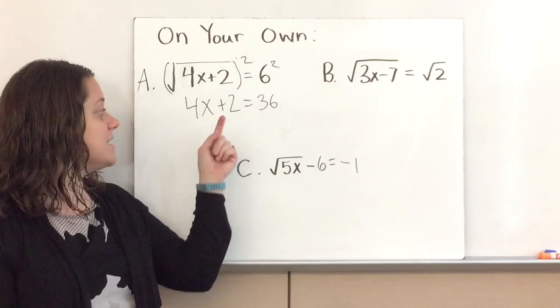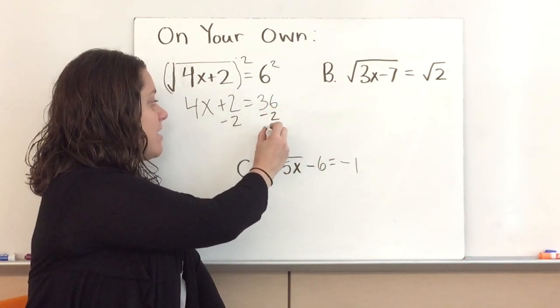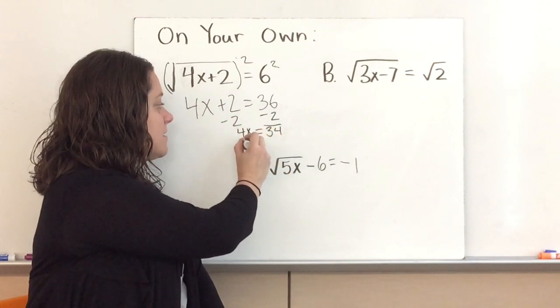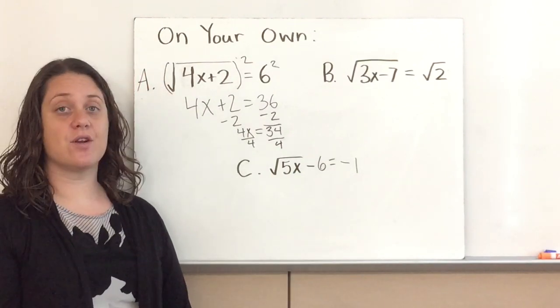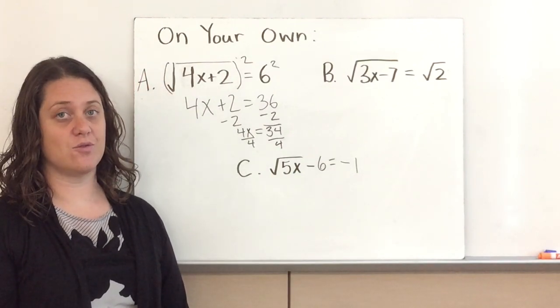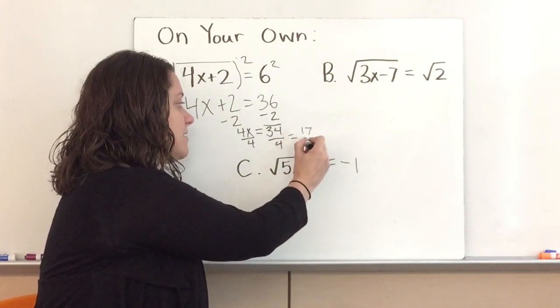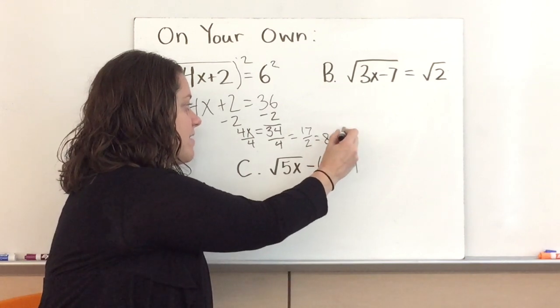Okay. All right, so now I'm going to subtract 2. And I get 34 equals 4x, and I divide by 4. So I see that I get 34/4 as my answer, which can be simplified. So I can simplify that to 17 over 2, or I could say 8.5.